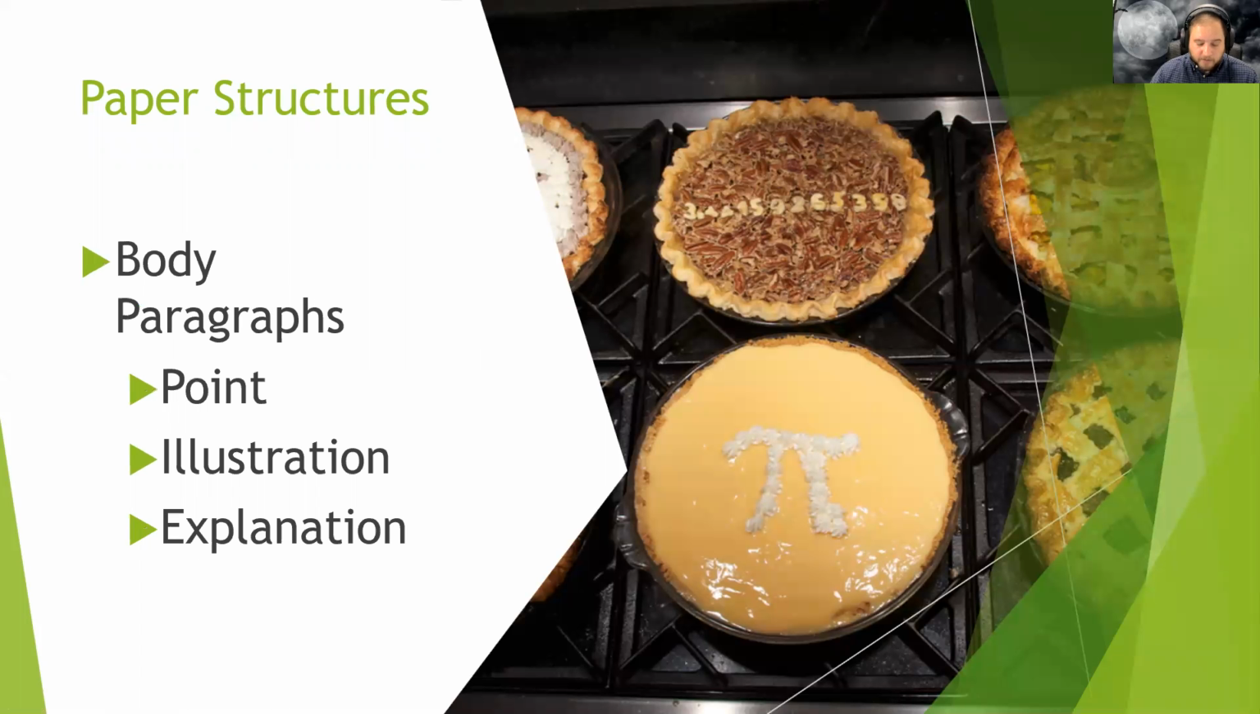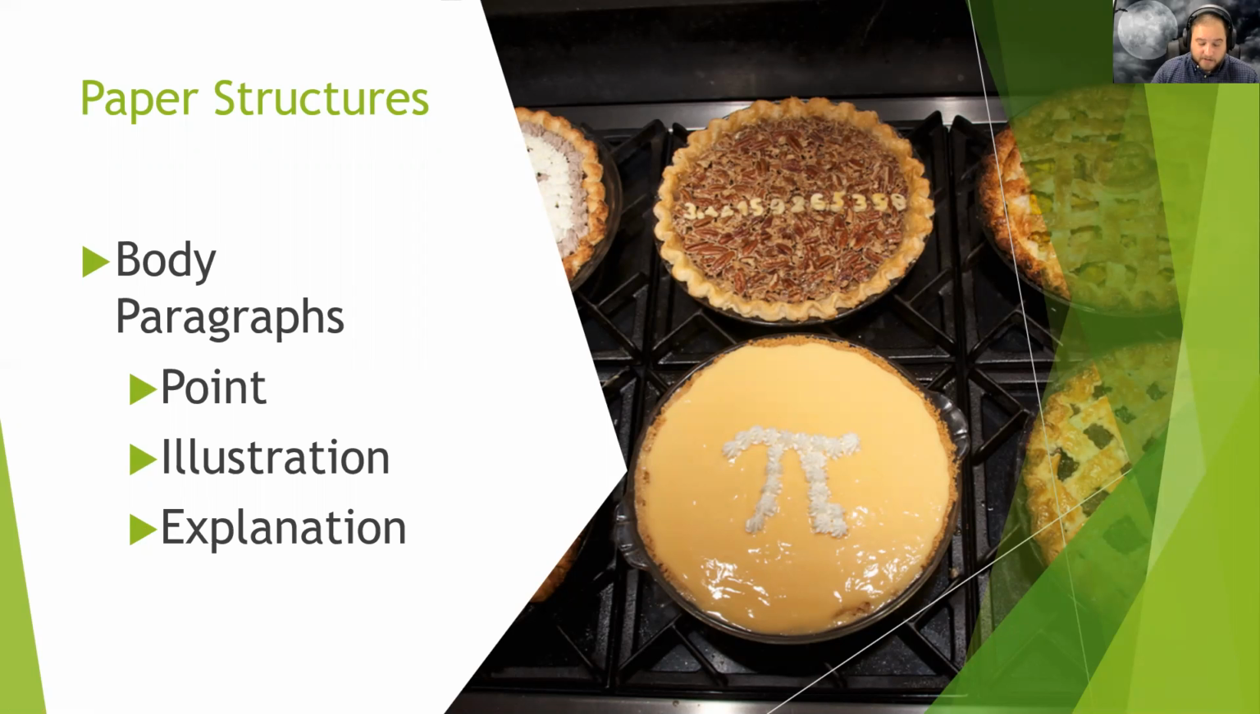The body paragraphs of your paper should all support the thesis statement. There are many ways to structure these, but one that I find particularly useful for writers is the pie paragraph. Begin the paragraph with the point or the topic sentence of the paragraph. This should be a mini thesis statement. For the paragraph, it should reinforce the paper's overall thesis statement while telling the reader what they will be reading in this paragraph.